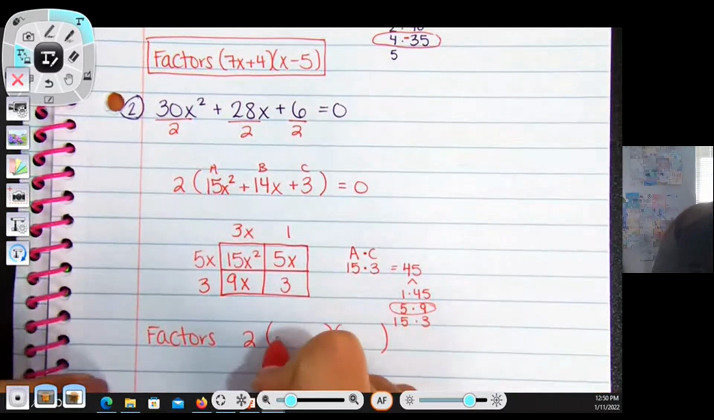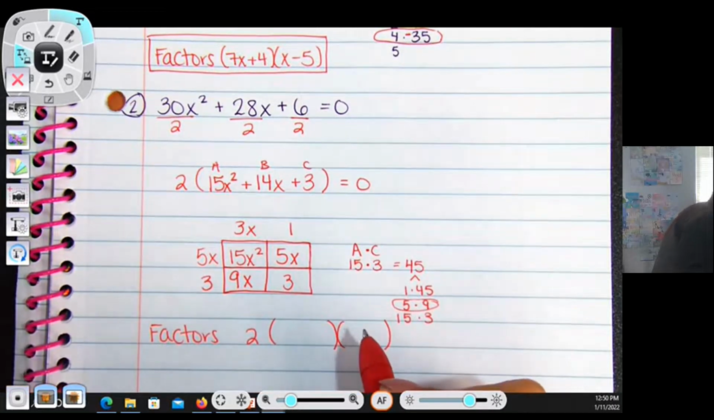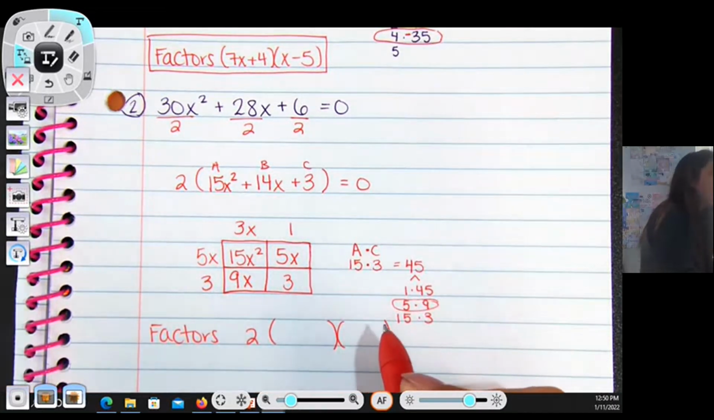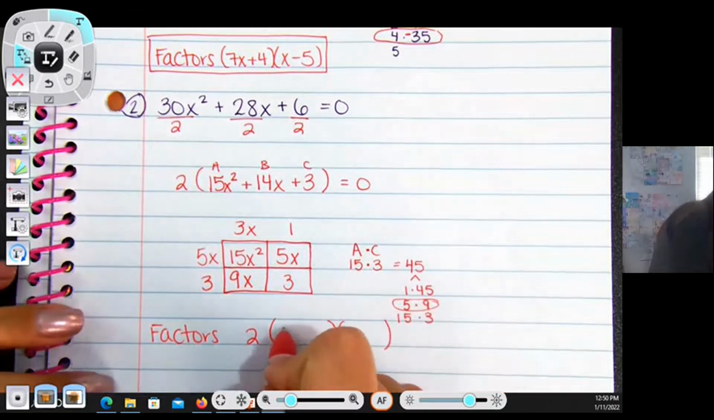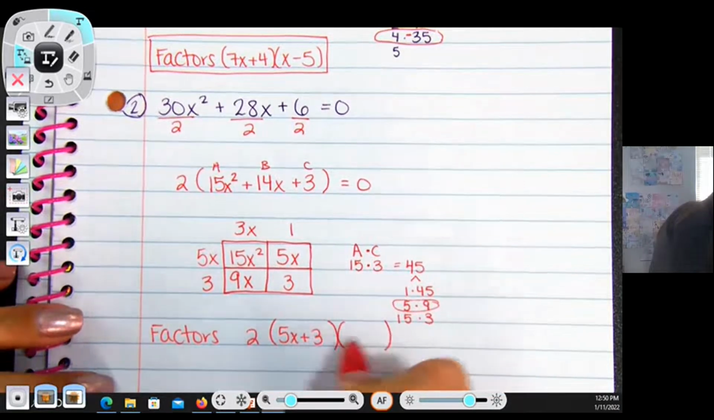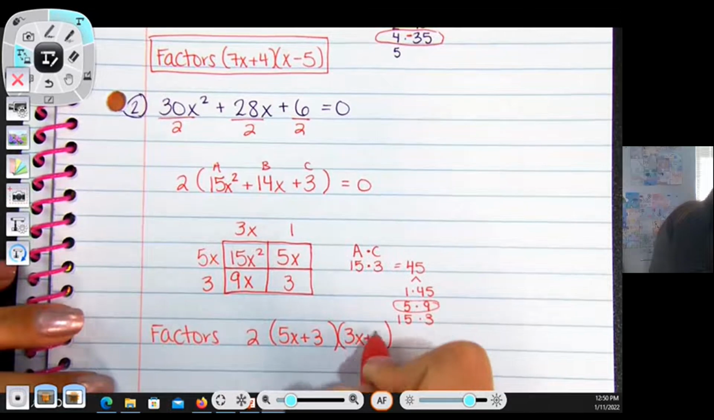What are the factors? What's on the outside? 3x plus 5, and 5x plus 3. I'm so used to putting the things you got, the 5x and 9.